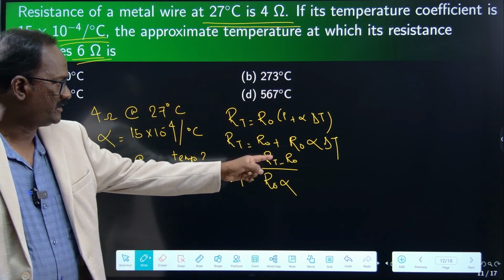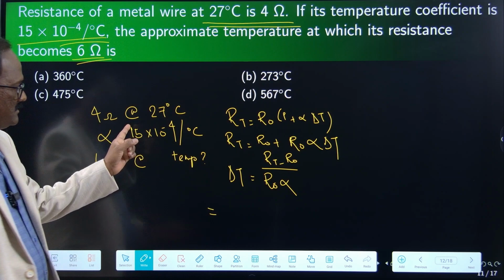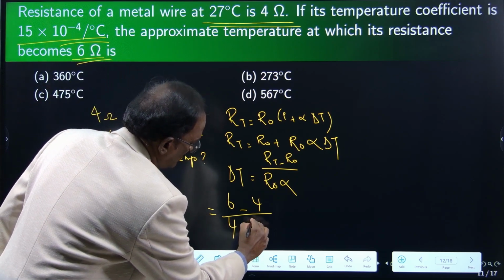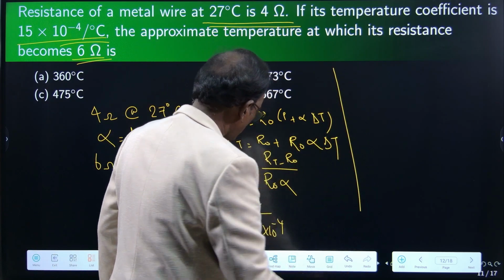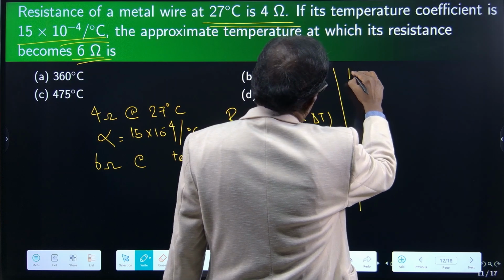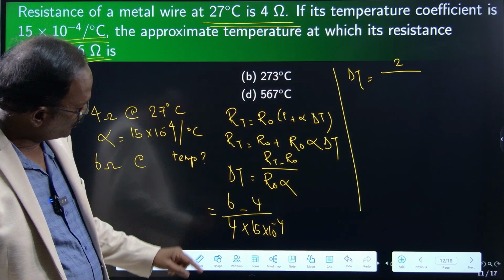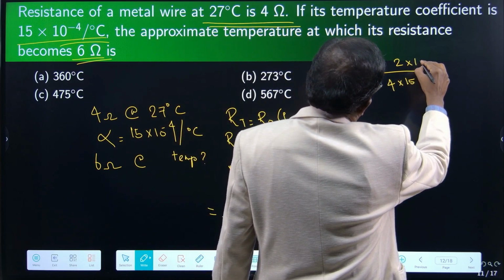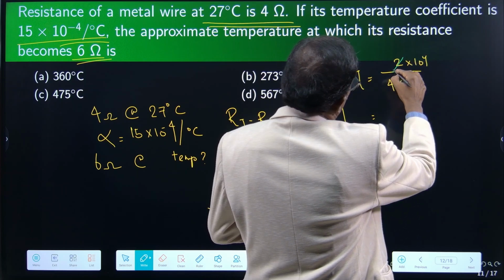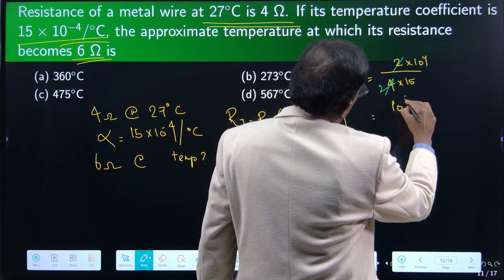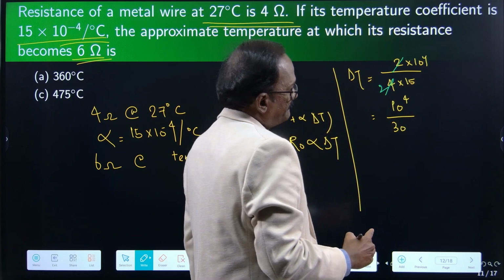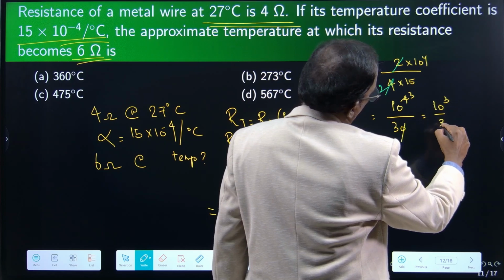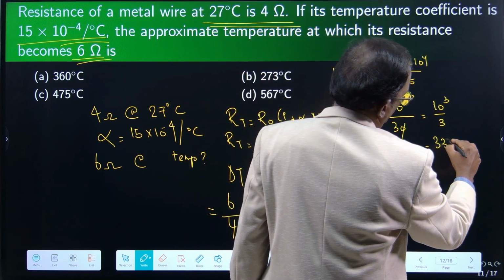RT available, RO available, alpha available. RT, final value 6 ohms, minus 4, RO 4, alpha 15 into 10 to the power minus 4. This is 2, divided by 4 into 15 into 10 to the power minus 4. So this will be 10 to the power 4 divided by 2 into 15, 30. Zero I can remove. So this is 10 to the power of 3 by 3. 10 to the power of 3 means 1000. So this is 333.33.